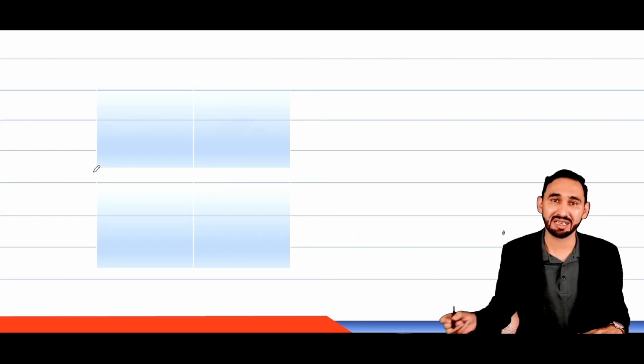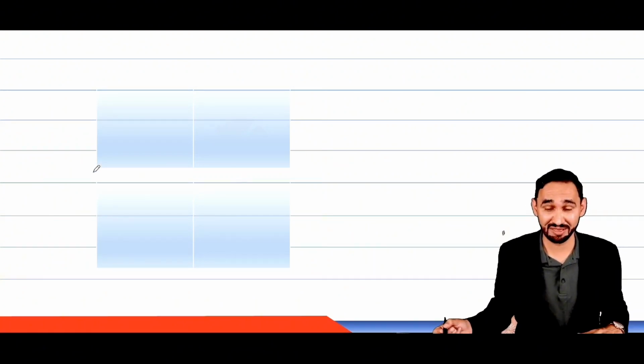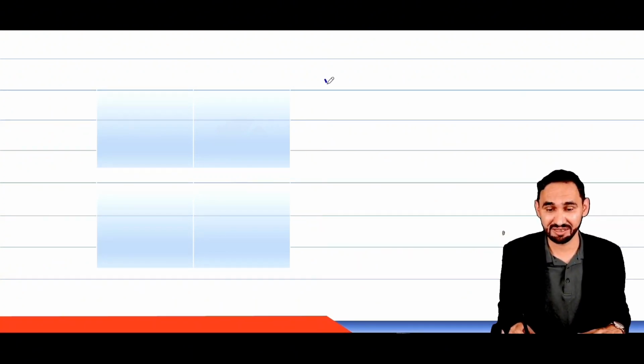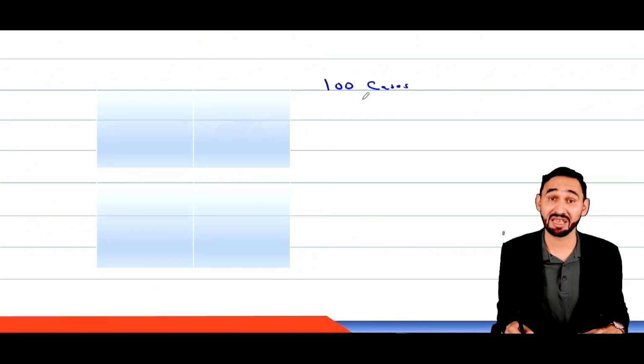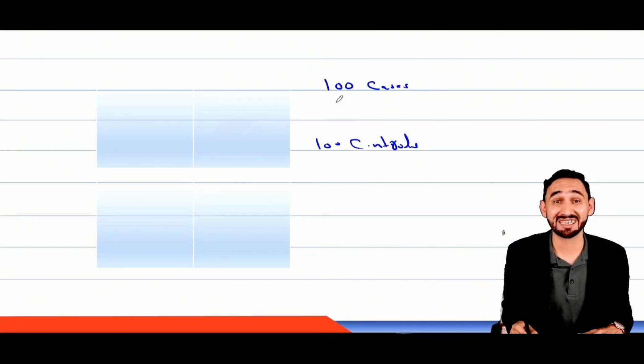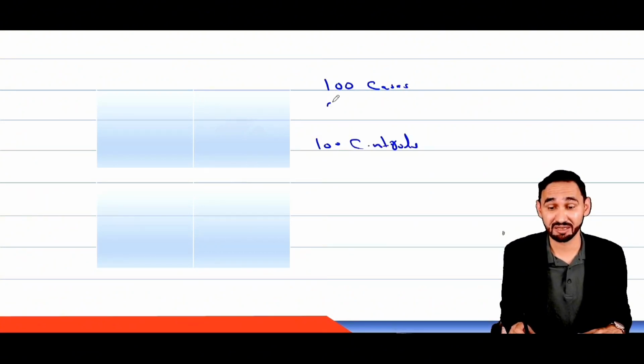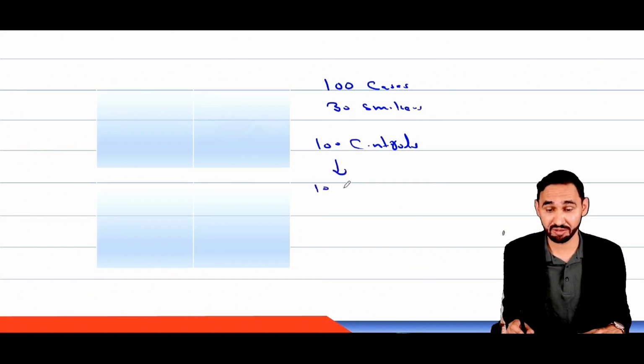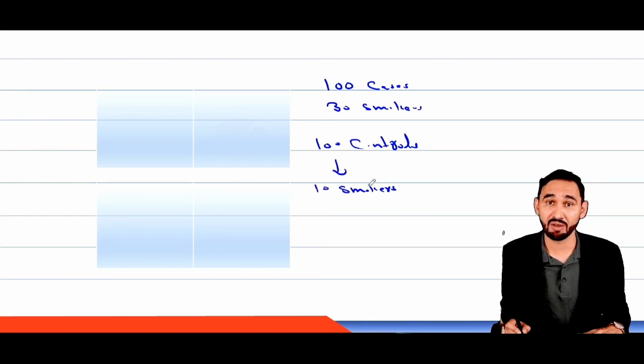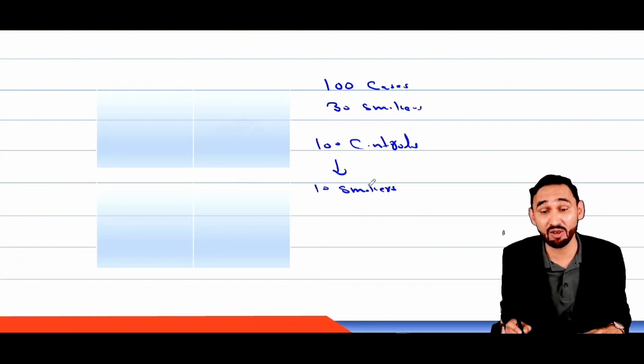So let's discuss the scenario. There are 100 cases of lung cancer. We have selected 100 controls. Among 100 cases, 30 were smokers, or we can say that 30 were exposed. And among controls, 10 were smokers. We have to draw a 2 by 2 table to see the association between exposure and outcome.